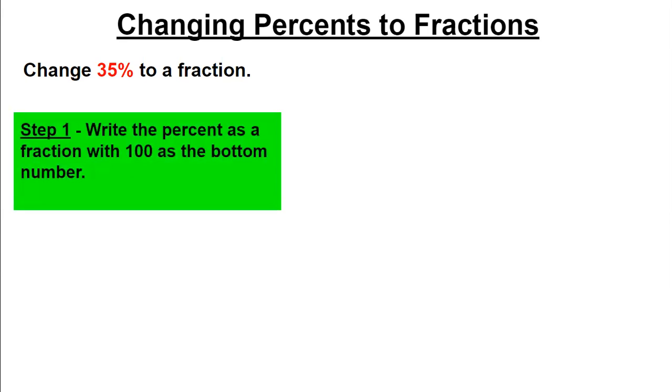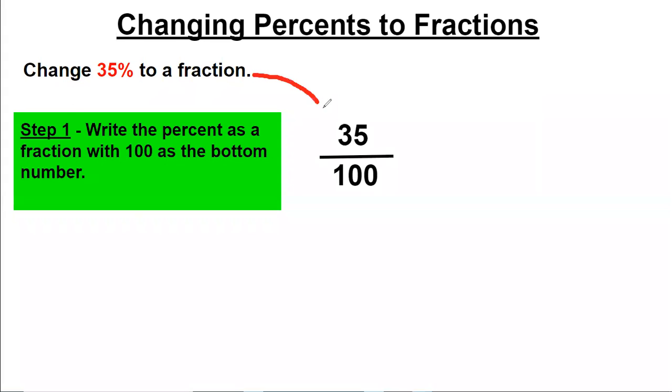Okay, welcome back. Now we're going to change a percent to a fraction. We changed fractions to percents. Now we're going to do the opposite. So we have to change 35% to a fraction. Okay, remember how a percent is always a part out of 100? That was our first slide, right? Write the percent as a fraction with 100 as the bottom number. So 35% is equivalent to 35 over the number 100. Percent is always over 100 parts.